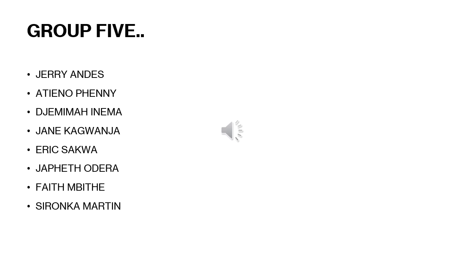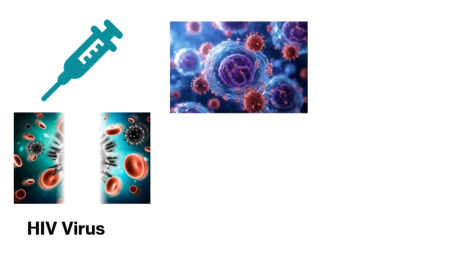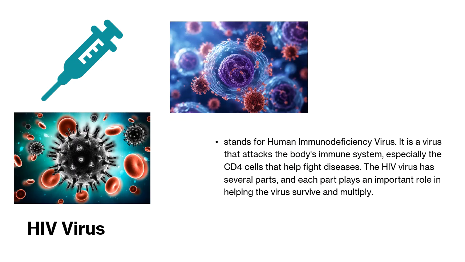Today we want to talk of the HIV virus and its components. So, begin your lesson. HIV stands for human immunodeficiency virus. This is a virus which attacks the body's immune system, especially the CD4 cells that help fight diseases. The HIV virus has several parts, and each part plays an important role in helping the virus to survive and also multiply in the body.